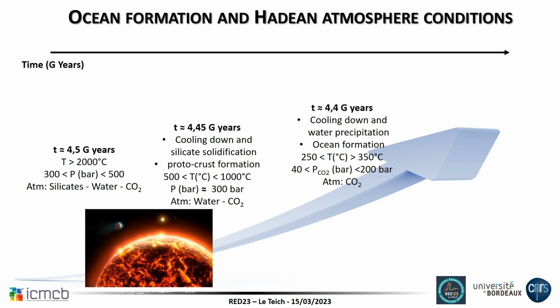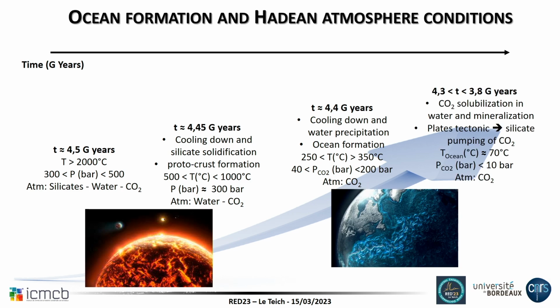And leaving behind only CO2. So then oceans start forming in that case. The remaining CO2 later on solubilizes in the ocean and mineralizes through carbonates, for instance. And you start having the plate tectonics that start creating movement between different plates, meaning that silicate can pump CO2 inside the mantle through a subduction zone, basically. At this time, the temperature of the ocean was supposed to be around 70 Celsius degrees, and the pressure of CO2 decreased below 10 bar.